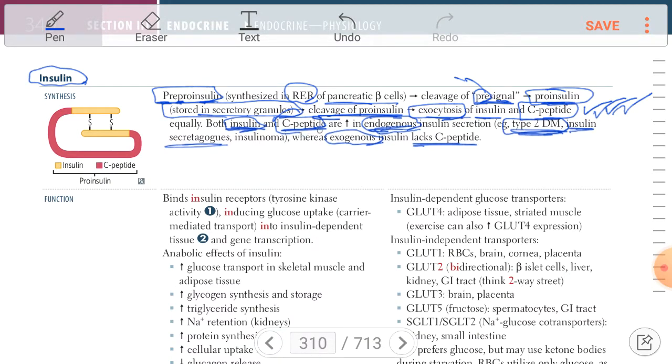So the C-peptide will be released with the insulin. In cases of insulinoma tumor, it's releasing the insulin with C-peptide. But exogenous insulin will lack the C-peptide. So if it's from outside, there is lack of the C-peptide.